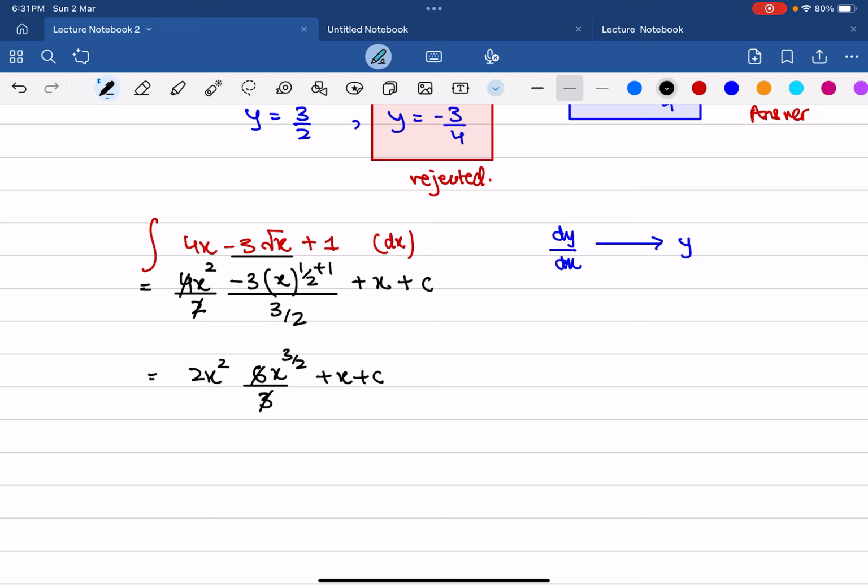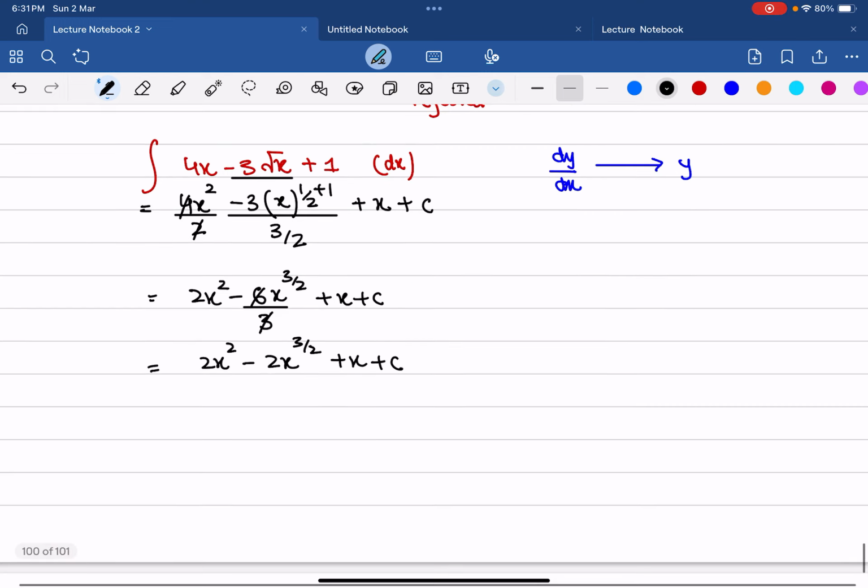Then again I'm going to cancel them out. So the final answer to this integrated equation is, I forgot the minus sign, that is minus 2x power 3/2 plus x plus c. Your equation has turned from dy by dx into terms of y.